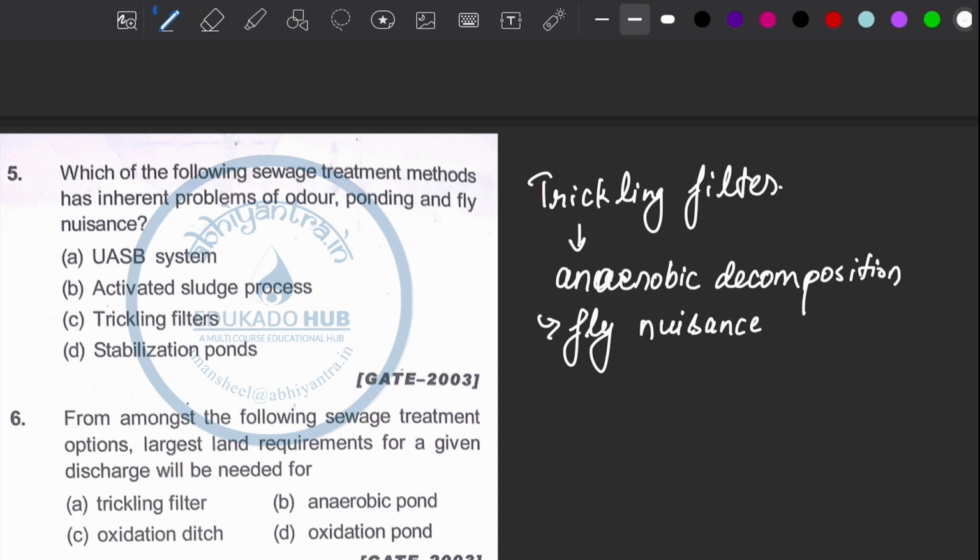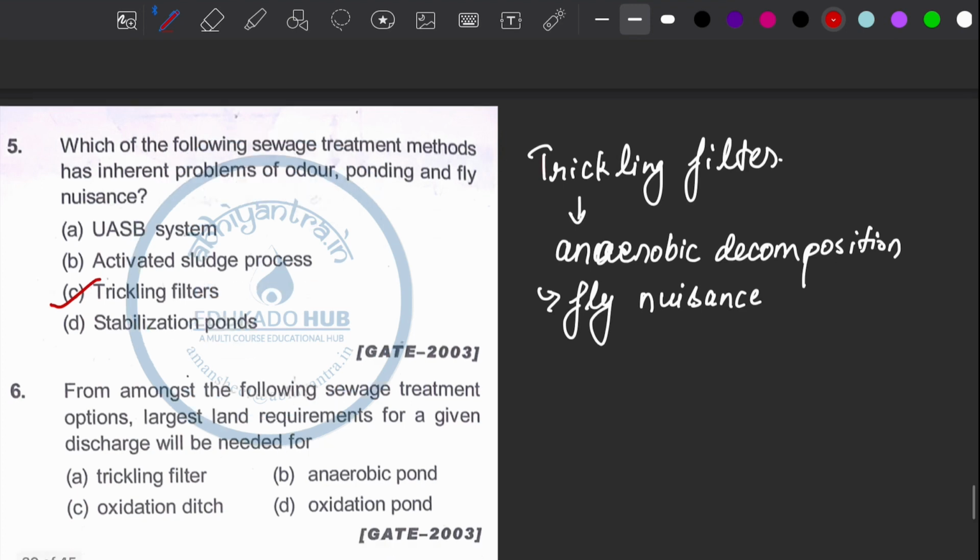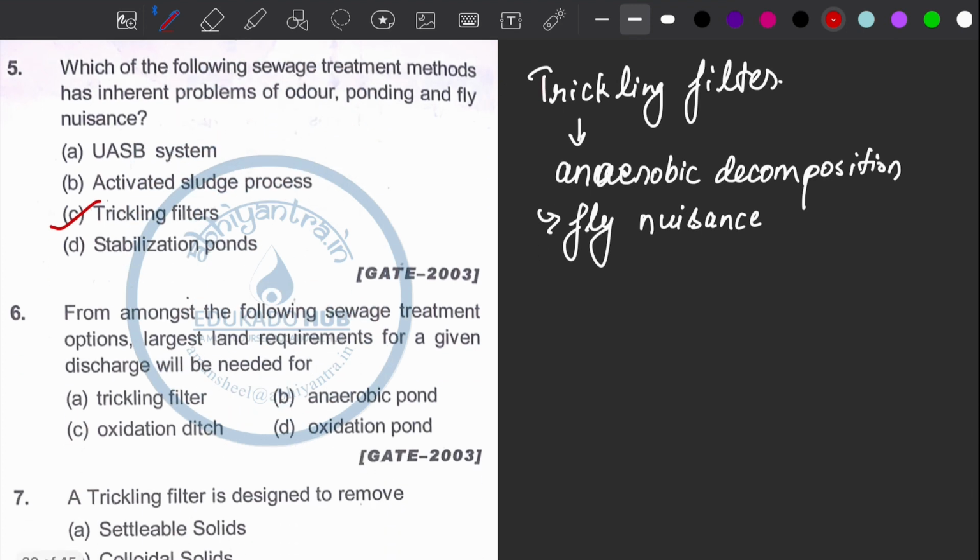Because of the odor, there will be fly nuisance. So the option will be C. Now next is, from amongst the following sewage treatment options, largest land requirement of a given discharge will be needed for. So the largest land requirement will be for oxidation ponds.